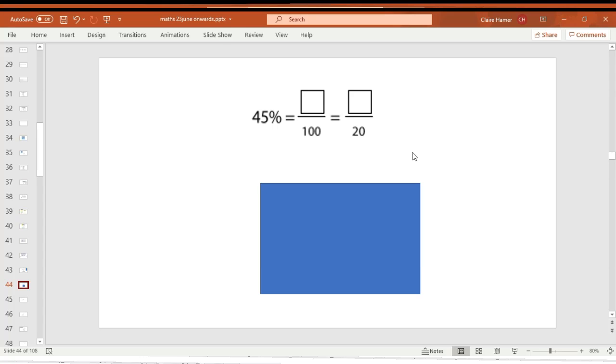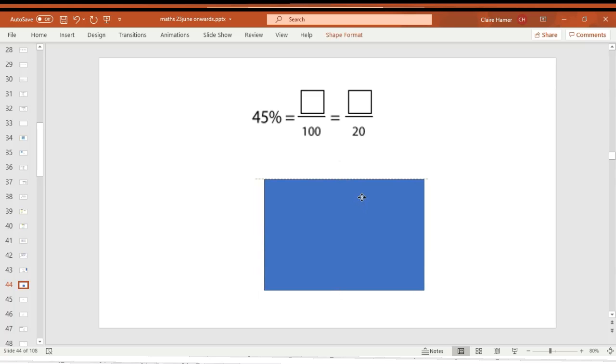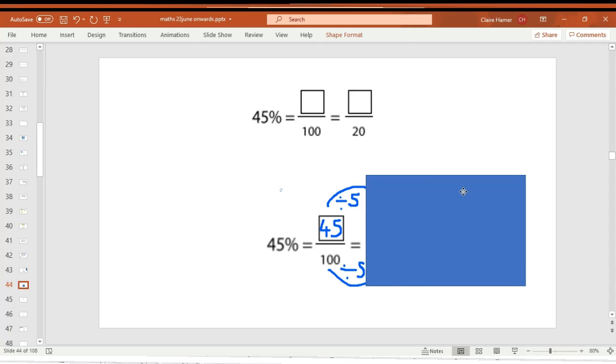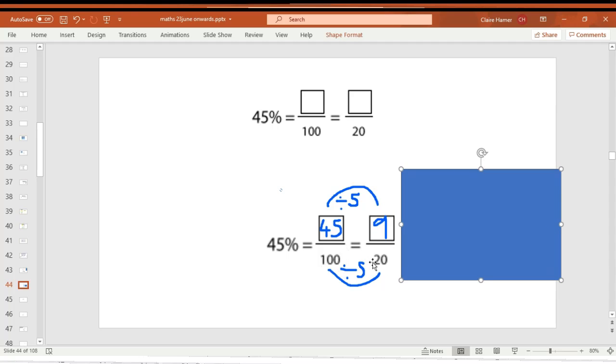Right, I'm going to reveal my answer. So 45% is equal to 45 parts out of 100, so 45 hundredths. 100 divided by 5 is 20, so I did 45 divided by 5, which is 9. So 9/20ths is the same as 45%.